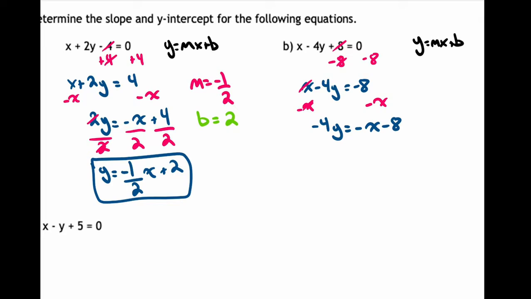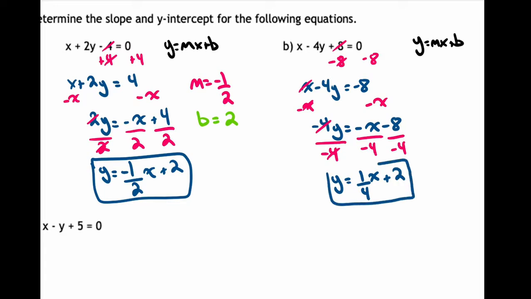Now to get the y by itself, remember it is multiplying, so I cancel that out by dividing. Divide everything on the other side by -4. And we're left with y equals -1 divided by -4 is positive, so 1 over 4x plus 2. So m is 1 over 4, and b is 2.